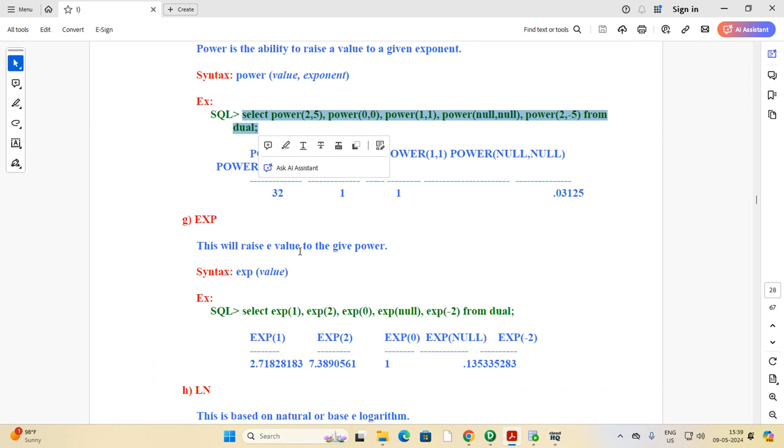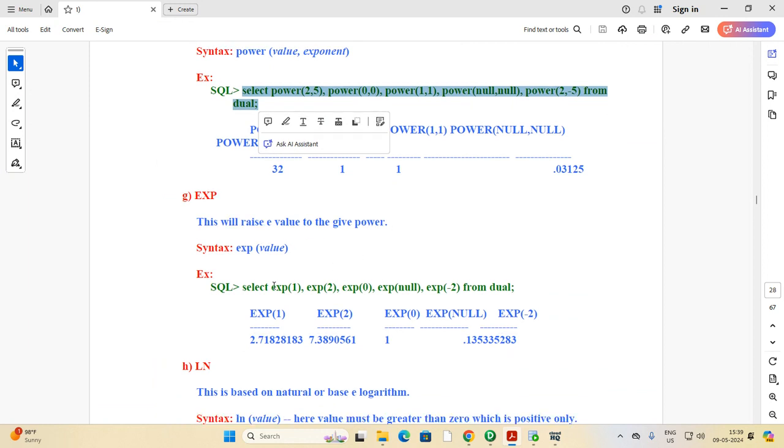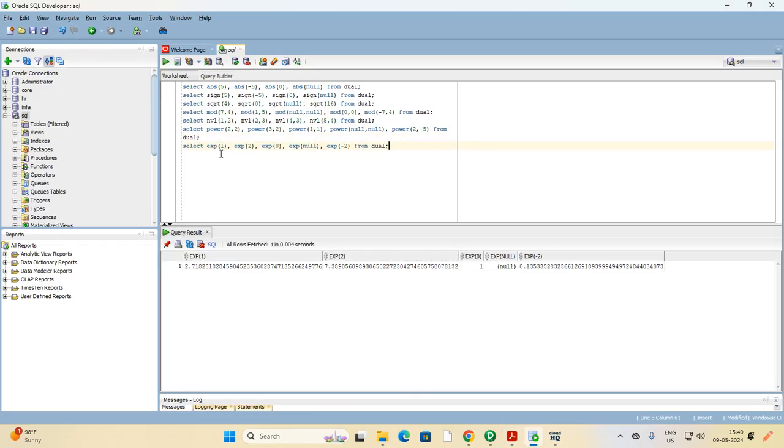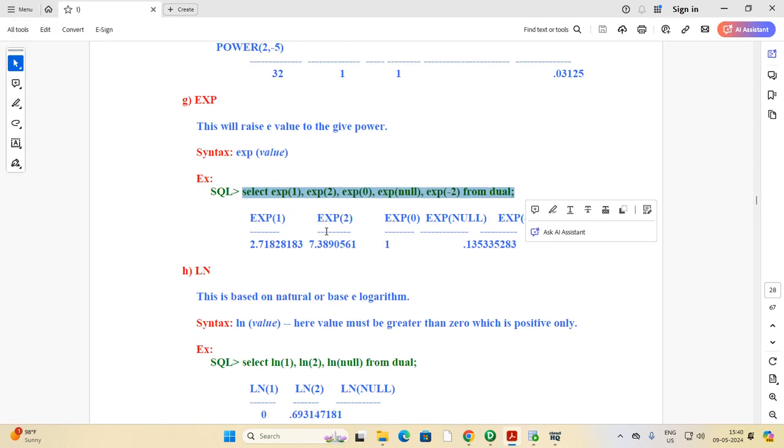Exponential. This raises the value to the given power. E power 1, e power 2, that exponential value it gives by using the exponential function. You see here, exponential 1, e power 1 is the e value, and it gives e power 0, the e0 value, and null value, and e power minus 2 value. Like this, it displays exponential values.